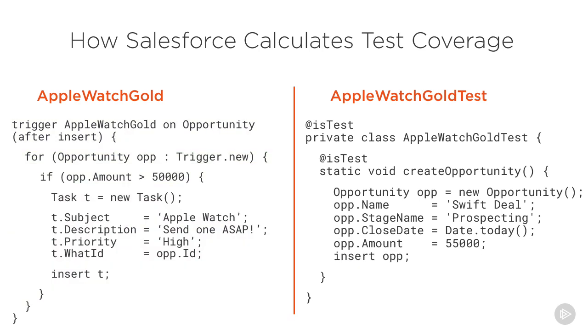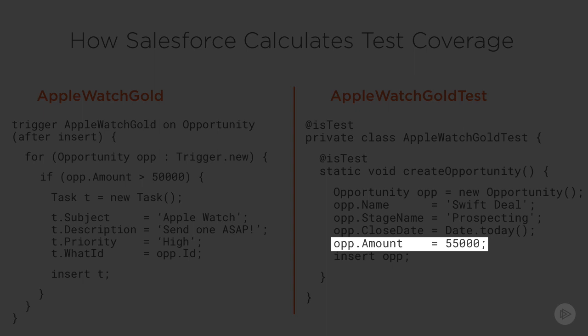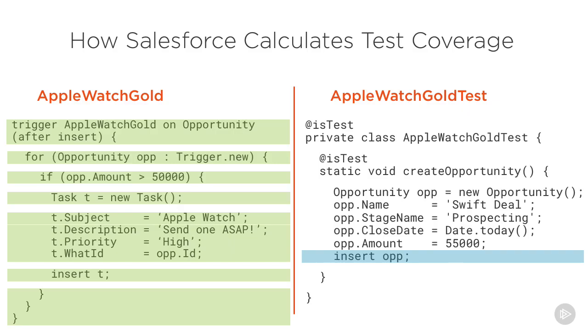To fix this, we'll revise our Apple Watch test class. This time, when we create the opportunity, we'll be sure to set its amount field to a number greater than 50,000. Now when we run our test class, our opportunity meets the requirements of our if statement, and all the code inside its scope is run. Back to 100% code coverage. This trigger can now be deployed.